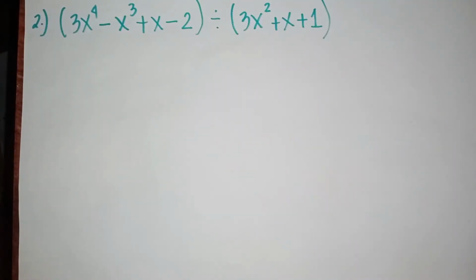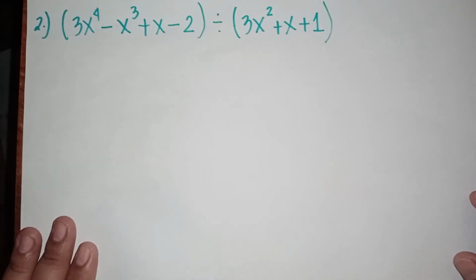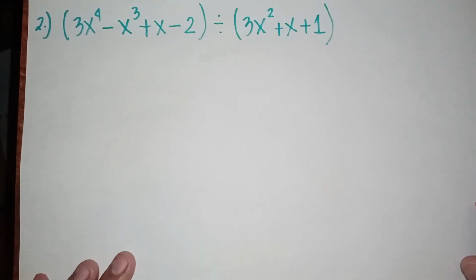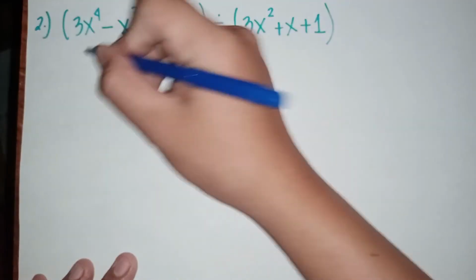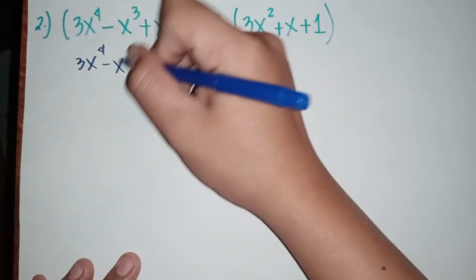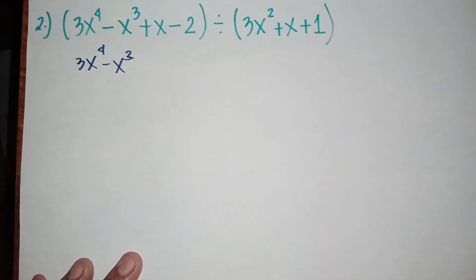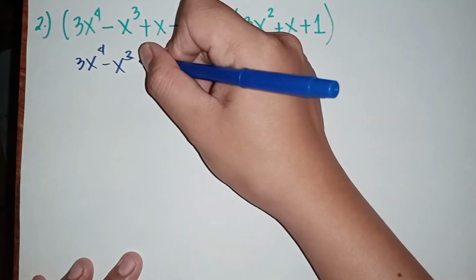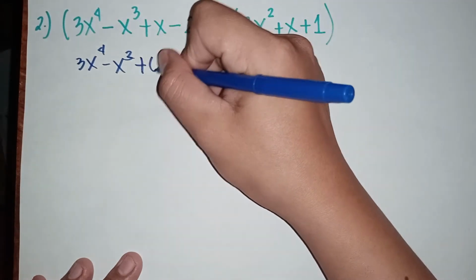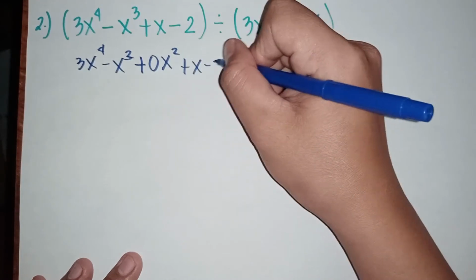We have 3x raised to 4 minus x cubed plus x minus 2 divided by 3x squared plus x plus 1. So, ulit, gagawin natin is arrange natin yung dividend into the descending powers of x. So, we have here, pinakamataas is 3x raised to 4 followed by negative x cubed. Okay. So, wala tayong x squared. So, may missing term tayo, mga boss. So, gagawin natin is we're going to insert plus 0, x squared. Next, plus x minus 2.